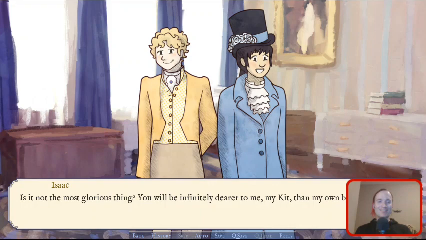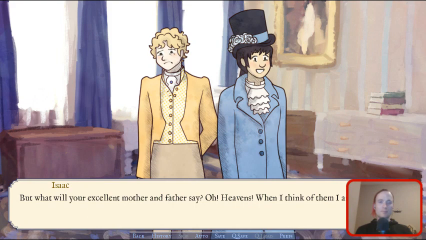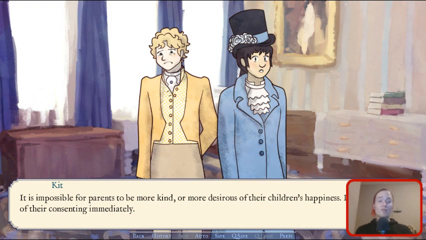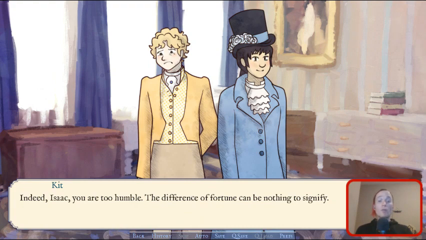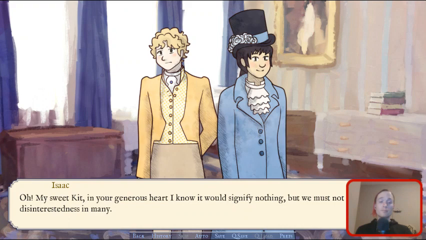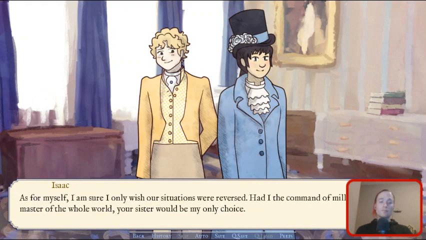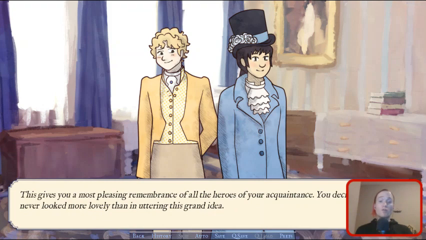Is it not the most glorious thing? You would be infinitely dearer to me, my Catherine, than my own brothers. But what will your excellent mother and father say? Oh, heavens. When I think of them, I'm so agitated. It's not possible for parents to be more kind, more consenting. Morland says exactly the same, and yet I dare not expect it. My fortune will be so small, they can never consent to it. Your sister, who might marry anybody. Indeed, Isaac, you are too humble. The difference of fortune can be nothing to signify. Oh, my sweet Catherine, in your generous heart I know it would signify nothing, but we must not expect such disinterestedness in many. As for myself, I am sure I only wish our situations were reversed. Had I the command of millions, were I the master of the world, your sister would be my only choice.